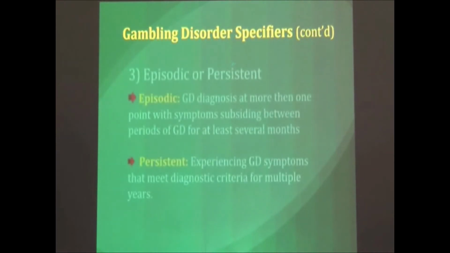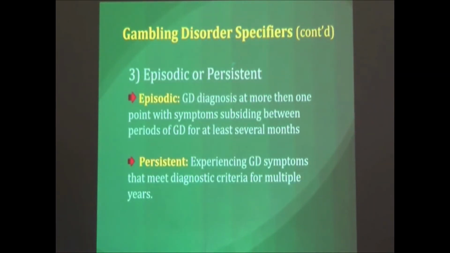There's 2 more specifiers of the 4. So episodic or persistent. So this is a little bit different. Episodic, I'll let you read that. And persistent. So it can be either one, and you would identify that. A person could be having problems with gambling, not every day, but they're gambling a lot over a period of months. Or persistent.